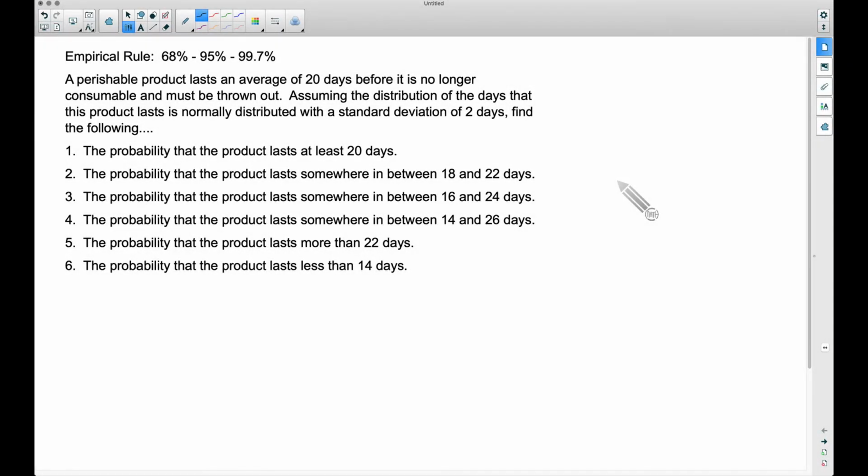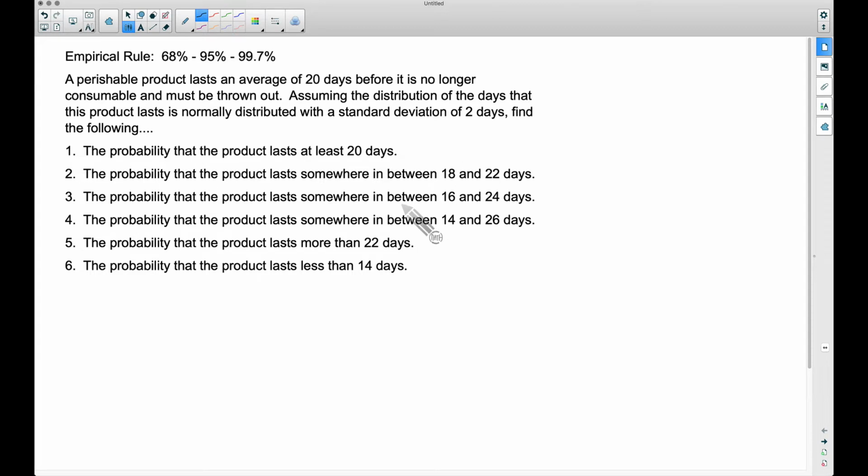Alright, in this video, this is an example of using the empirical rule, which is the 68, 95, 99.7 rule. Some things that you want to look out for here are the fact that you have a normal distribution, and in this example, we have a perishable product that lasts an average of 20 days before it is no longer consumable and must be thrown out. Assuming the distribution of the days that this product lasts is normally distributed, with a standard deviation of 2 days, find the following.